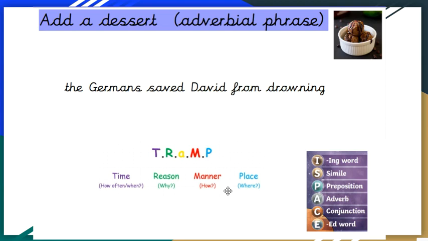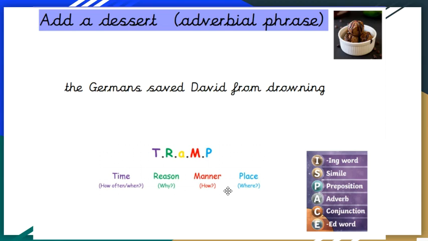So the Germans saved David from drowning. That's our main clause. Can we add into our sentence the time? So when, what time of day did the Germans save David from drowning? So early in the morning, the Germans saved David from drowning. Can we explain why? So early in the morning, the Germans saved David from drowning so that he could tell them what he knew, or because he had information for them. Can we add in how they saved him? So early in the morning, the Germans saved David from drowning by pulling him out by his hood.